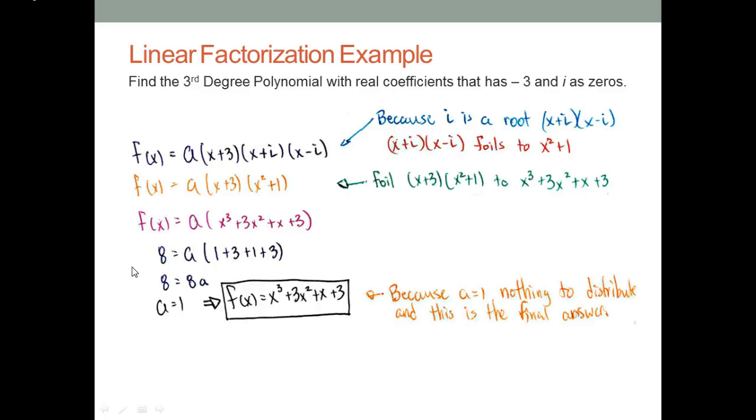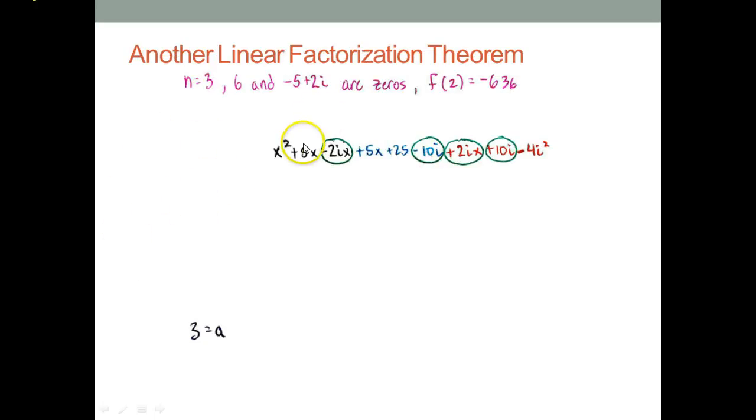So let's look at a better and a little bit deeper problem with linear factorization. So we've got some things popping up, but let's walk through. Let's get a 3rd degree polynomial where 6 and -5 plus 2i are zeros. And here the f of 2 is -636. All right, so these preview statements, if you will, make more sense as we go along. All right, so let's make our function.